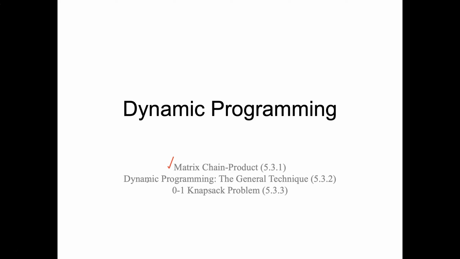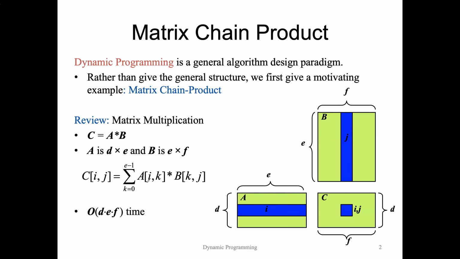So first we're going to get into matrix chain product and what that is. Now, in order to do that, let me go back for a moment and review a little bit of matrix multiplication. This was kind of the last video of what we talked about, and that's multiplying two matrices together. Now, matrices actually come up quite a bit.